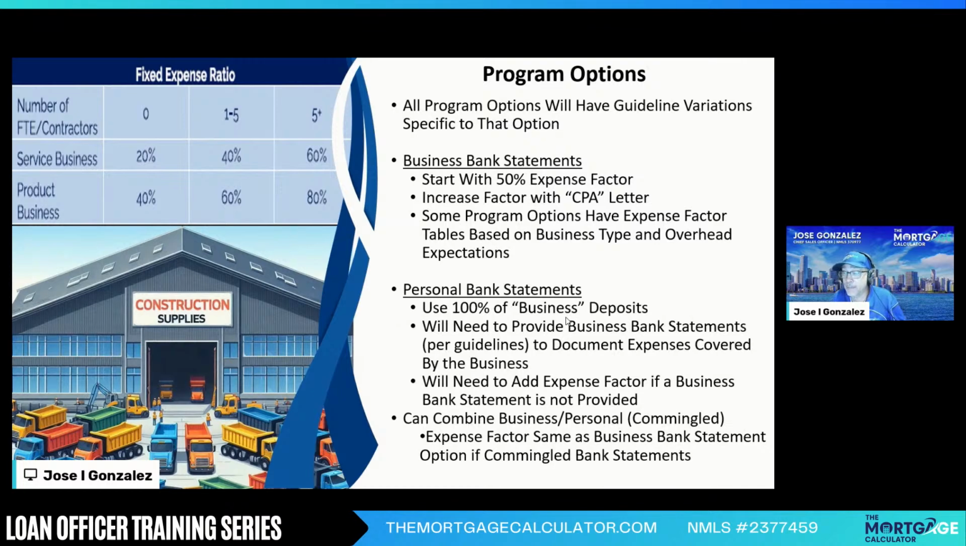That means if the deposits are $100,000 or whatever it is, multiply that times 0.5, and you can use 50,000 of the 100,000 if you have a 50% expense factor. In most of these cases, the expense factor can be increased with a CPA letter, in quotes around "CPA", because it doesn't have to be a CPA.